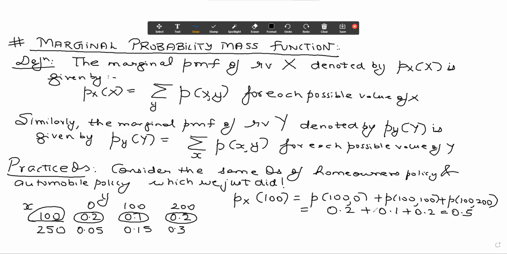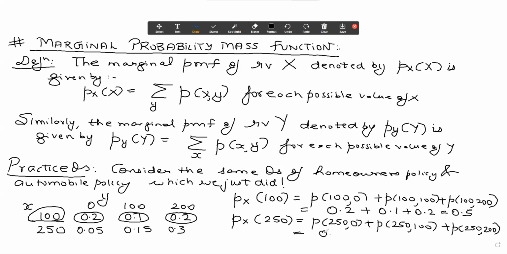Similarly, the marginal probability mass function of X when it takes the value 250 will be P of 250 comma 0 plus P of 250 comma 100 plus P of 250 comma 200. Now that is going to come out as 0.05 plus 0.15 plus 0.3. This will come out as 0.5.